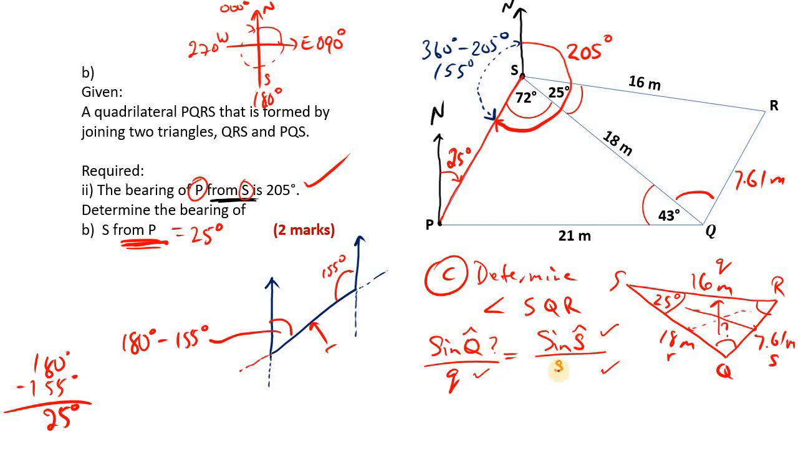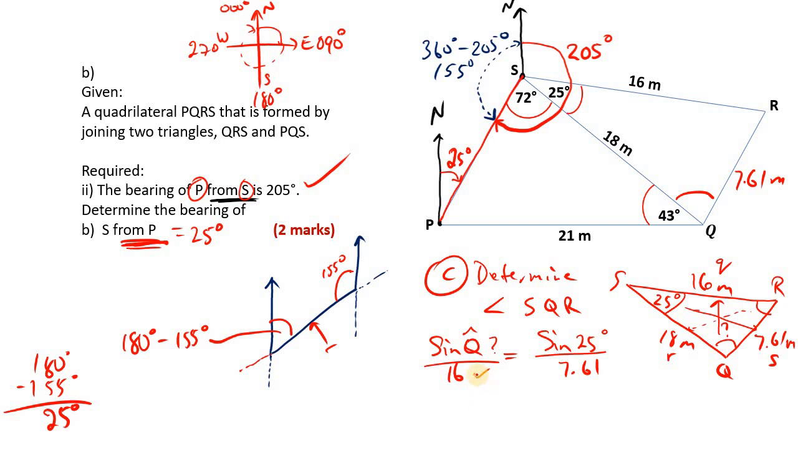So we have a full pair match up against a half pair. We're trying to find part of it. So let's put in our measurement. In the next step, you will put the measurements in. For side Q, we have 16 meters. For angle S, we have 25 degrees. For side S, we have 7.61.